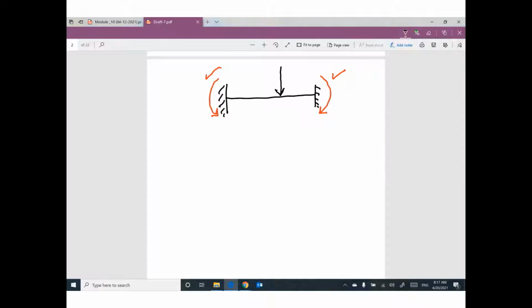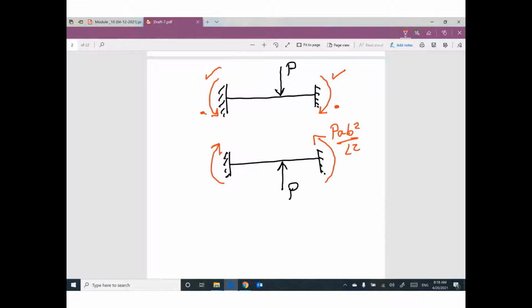What will happen if you have a fixed beam and your concentrated load is coming up? What do you think? I think because the load is opposite, the direction of this moment and this moment will be opposite. On this side will be counterclockwise, on this side will be clockwise. Your value will be P A B square divided by L square. The same values. If this one is A, this one is B.